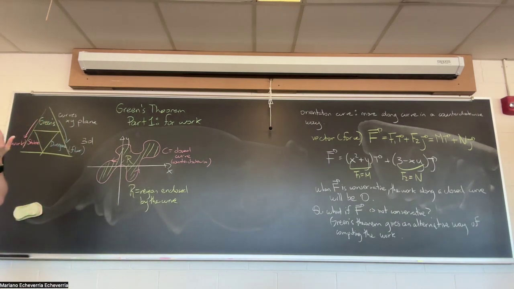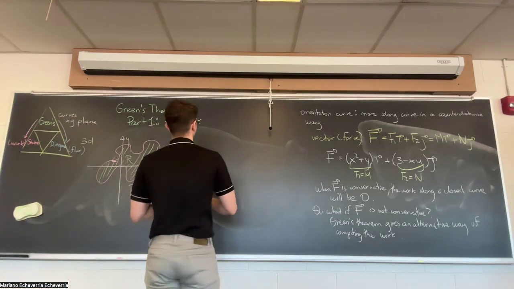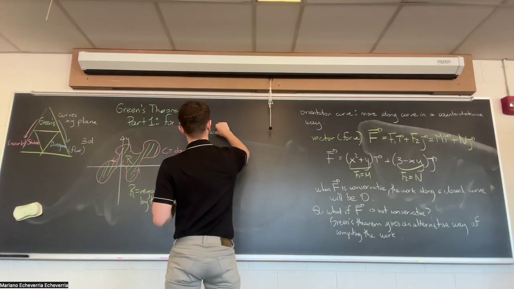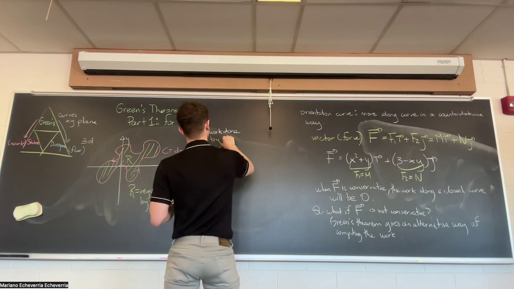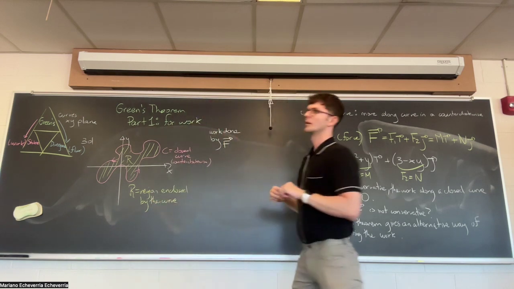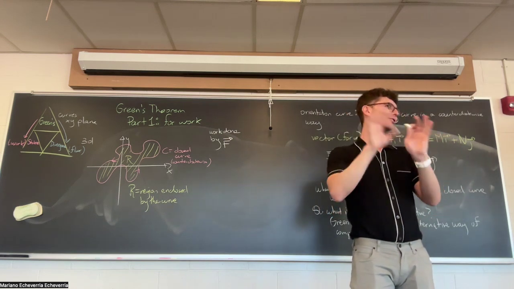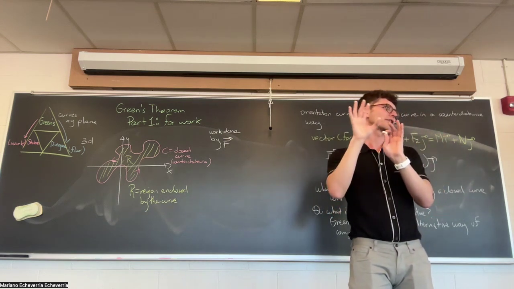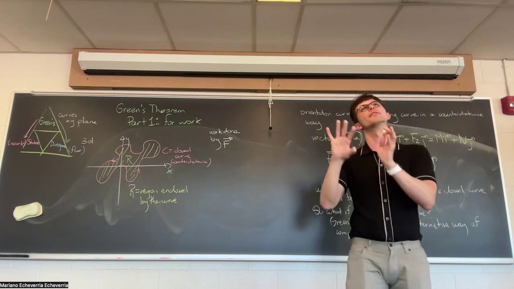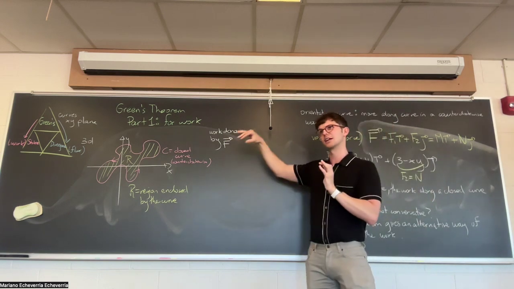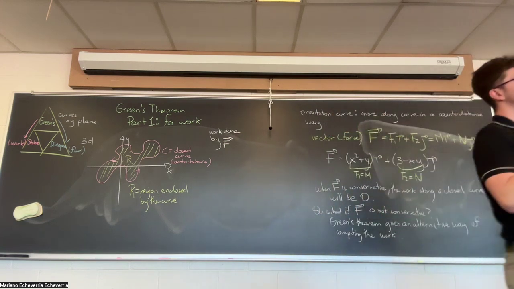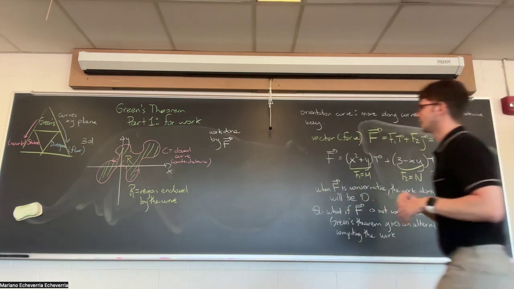So what Green's theorem says is that the work done by the force F, there's always a way to find this work directly. You just do the integral of the dot product between the force and the velocity vector of the curve. So it is possible to compute this directly. What Green's theorem does is give you an alternative way of finding this.